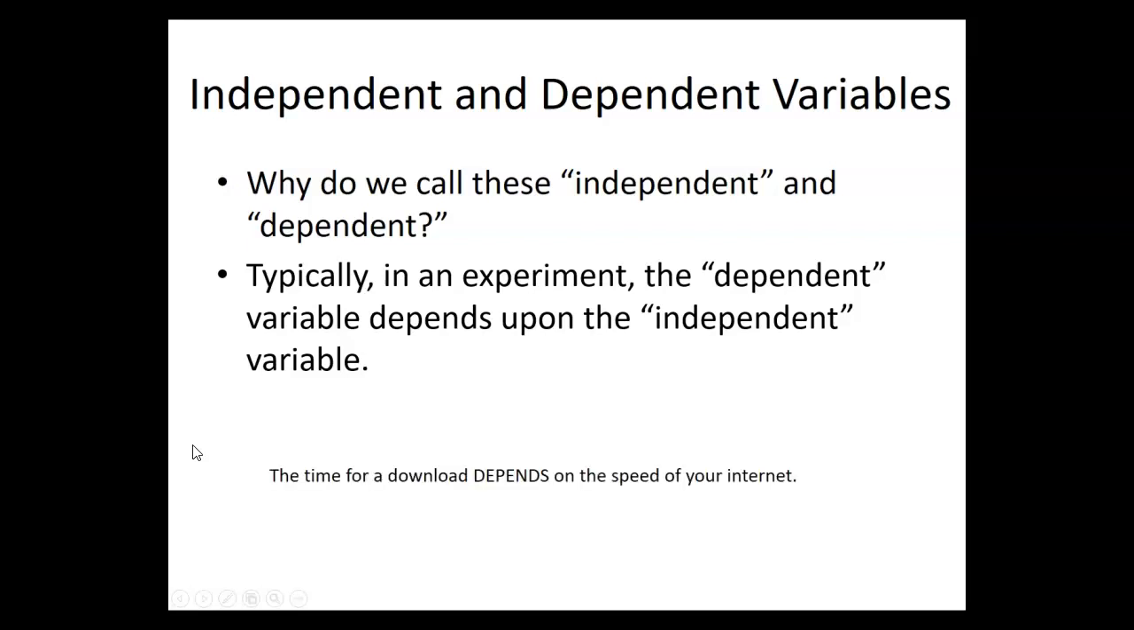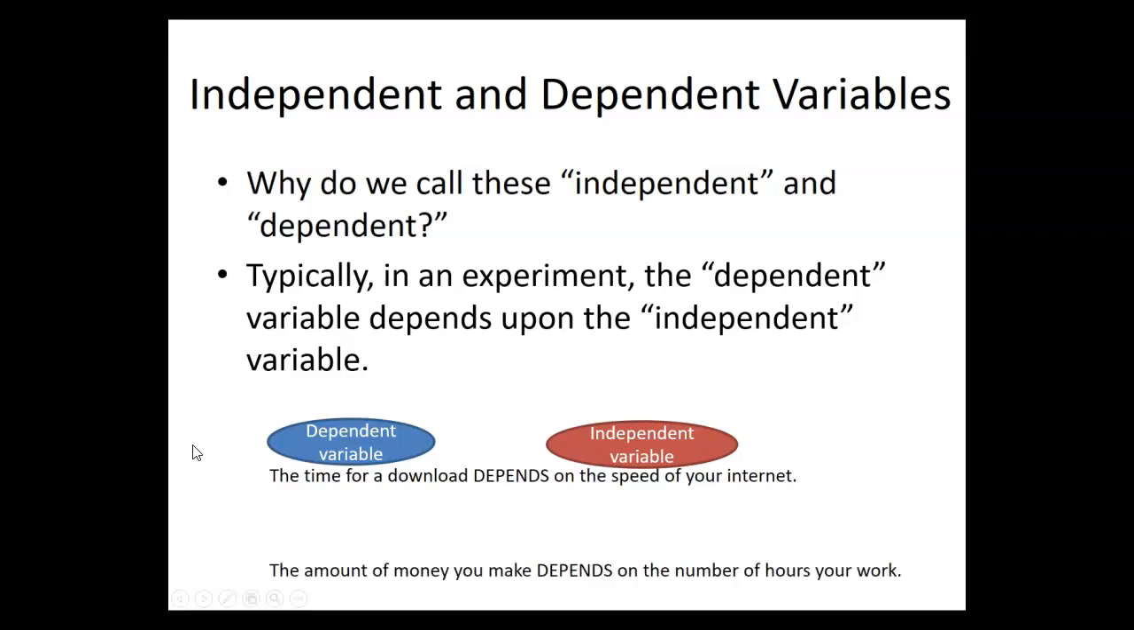Let's think about some relationships. The time for a download depends on the speed of your internet. Well, the time for a download depends on something, so it's the dependent variable. And then the speed of the internet is the independent variable. So the time for a download depends upon the speed of the internet, but it wouldn't make sense to say that the speed of the internet depends on the time for a download. And so that can help you figure out which one's which, if you write it as a sentence in terms of depends.